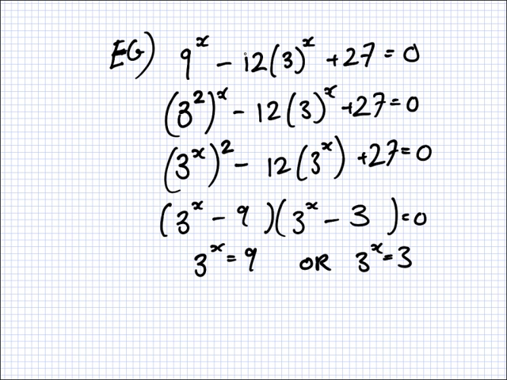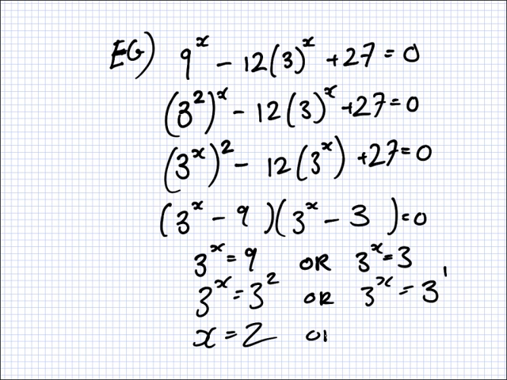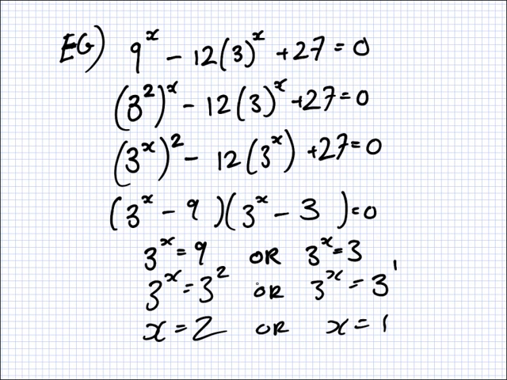Alright. 9 is 3 squared. And 3, of course, is 3 power 1. So we finish off by saying x must be 2 or 1. Now we should check, not for this one. It's good to check, but it should always work for these types. Okay, can you write that down?